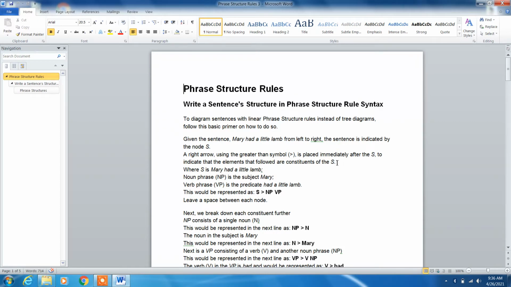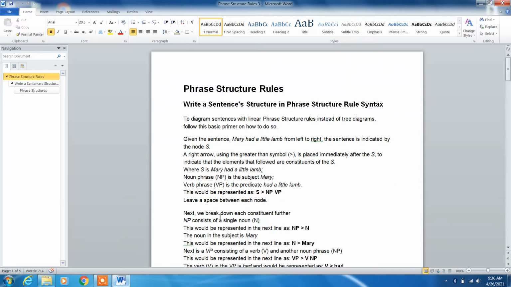If I write S, then an arrow, and then NP plus VP, it means that a sentence is greater than NP and VP. This would be represented as S → NP + VP. Then we say this is constituent analysis. Then NP → N, and VP → V + NP. Like I told you, sometimes we have another noun phrase in the verb phrase as well.